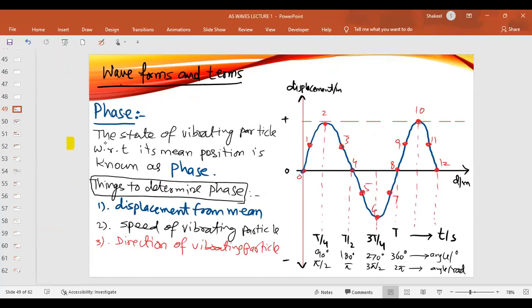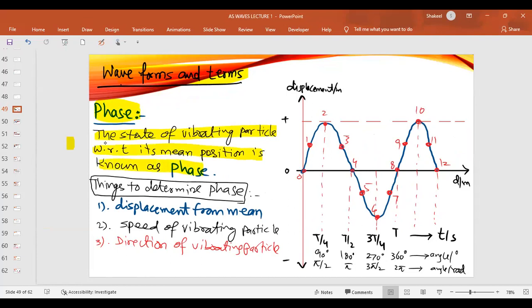Okay, so today's topic in waves in AS Physics is waveforms and some terms related to them. The first term is phase. The state of the vibrating particle with respect to its mean position is known as phase.